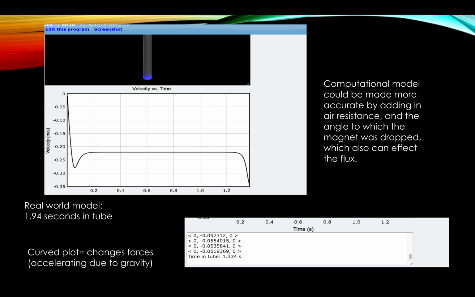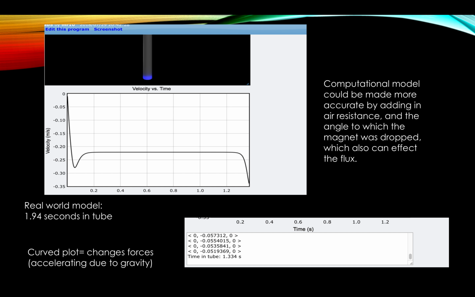The plot is not linear because the magnet is accelerating due to gravity, so the magnitude of the gravitational force is changing. Only constant forces create a linear plot. In the graph, the velocity is constant throughout the tube, as you can see by the straight line. It then accelerates due to gravity before and after entering, when the gravitational force is dominating and increasing.